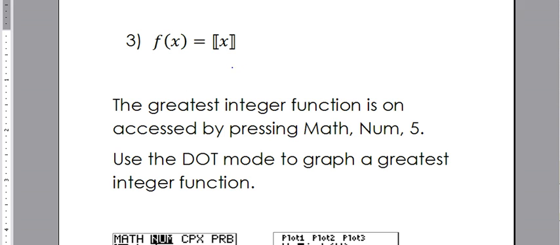Now the last thing is a greatest integer function. To graph the greatest integer function on the calculator, you press your y equals key.